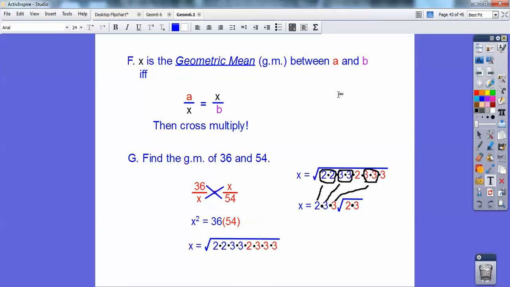I think I did that up here. Yeah, 2 2's brings 1 2 out. 2 3's brings 1 3 out. 2 more 3's brings another 3 out, and I'm left inside. These two don't match up, so they stay inside together. So outside, 2 times 3 times 3 is 18, and then inside, 2 times 3 is 6. So it's 18 root 6.